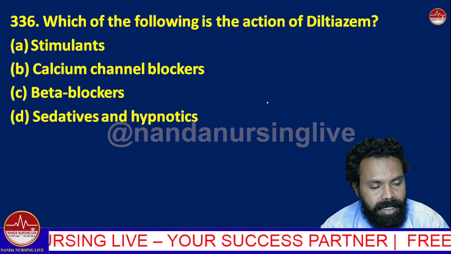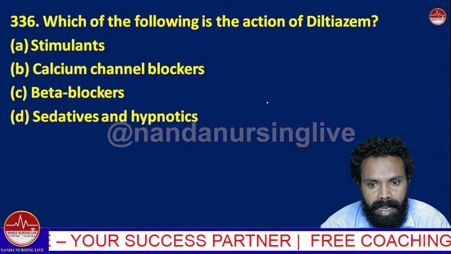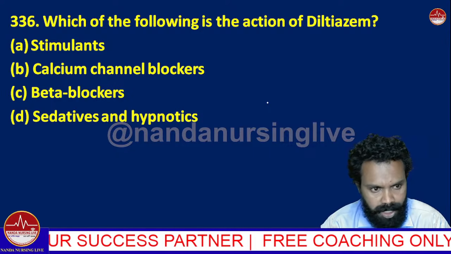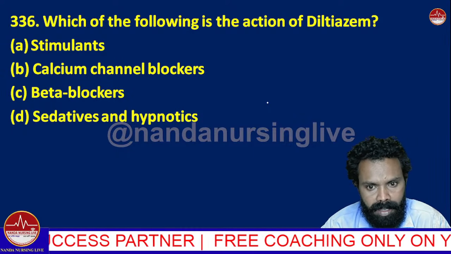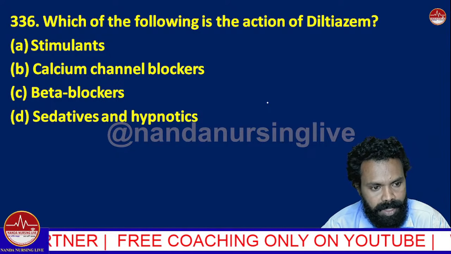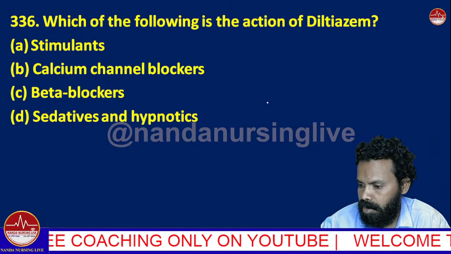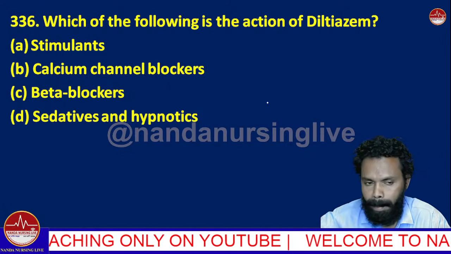Next question, question number 336. Which of the following is the action of diltiazem? Option A stimulants, option B calcium channel blockers, option C beta blockers, option D sedative and hypnotic. So which option is the correct answer?